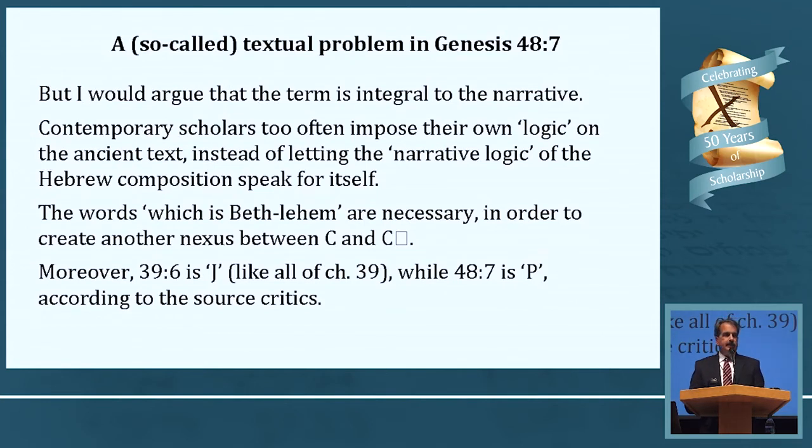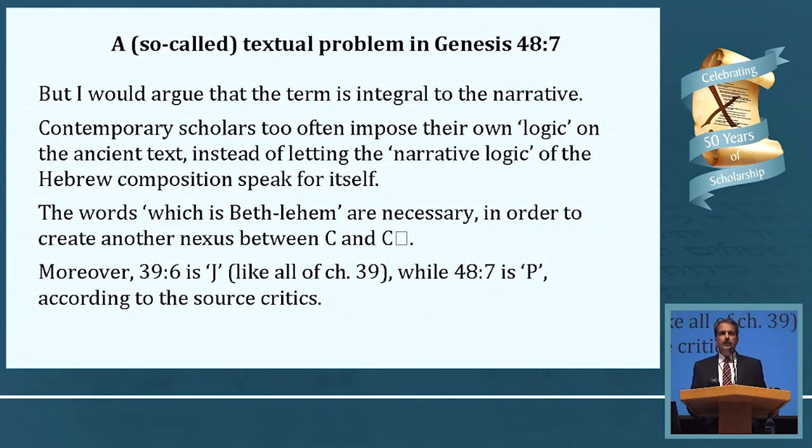I would argue, as I said, reading what I just have said here, that the term is integral to the narrative. Contemporary scholars often impose their own logic on an ancient text, instead of letting the narrative logic of the Hebrew composition speak for itself. And the attention to the chiastic structures that I'm showing you here demonstrates how you're supposed to actually read one of these texts. The words which is Bethlehem in Jacob's voice are necessary to make another linkage between C and C prime.